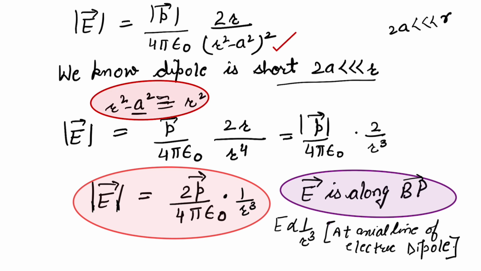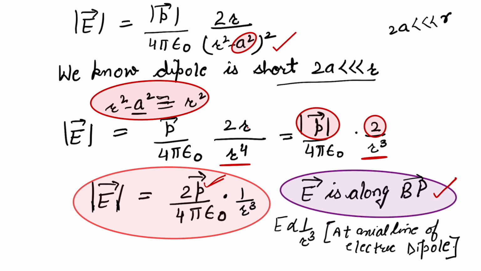So we will get R raised to power 4 because the A square term will get neglected. Then in the bottom we have 4 power and up we have 1 power, so only R cube will be left. So E is equal to twice of P upon 4 pi epsilon naught dot 1 upon R cube. This E is along the BP vector as we did in the figure.